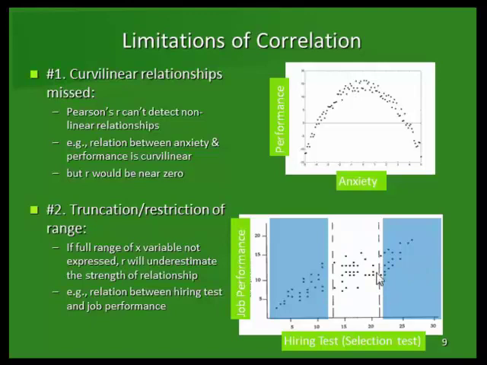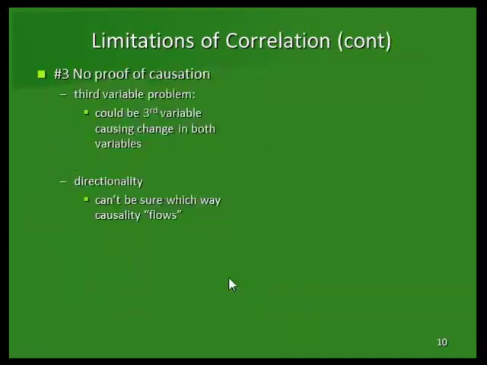So you're left with just this wide area in the middle, and it doesn't look like there's a relationship. It looks like there's not much going on. Well, the reason it looks that way is because you've had truncation of range. You've had this range of the X value shrunken into this small area. So that means R is going to underestimate the strength of the relationship. So if you're missing data, basically, you're going to miss part of the story.